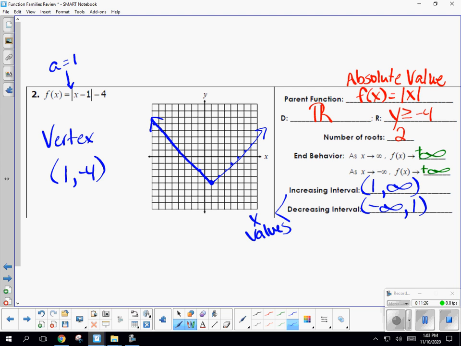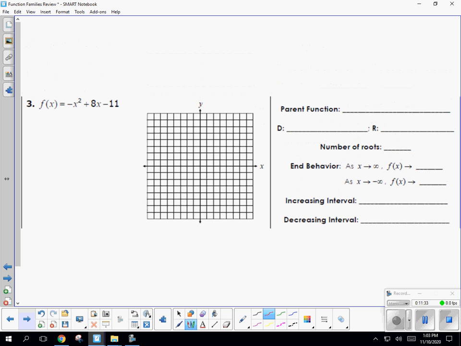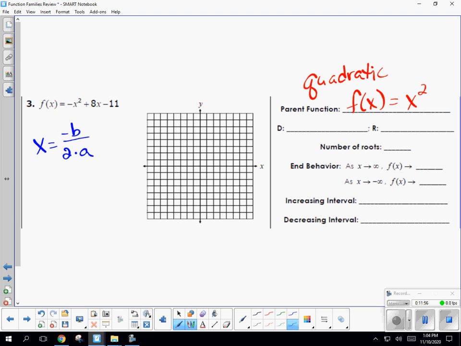All right, let's take a look at number 3 then. Number 3 is a quadratic, and its parent function is f of x equals x squared. This particular quadratic is not in vertex form, so we need to use x equals -b over 2a in order to find the vertex.